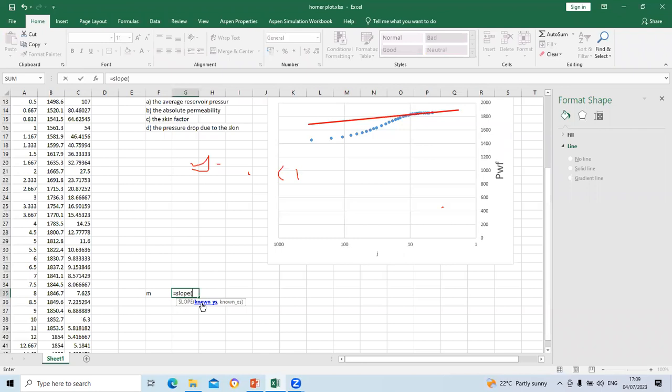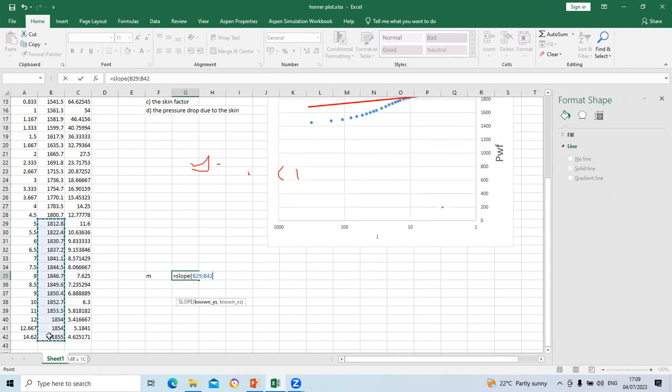is equal to the known Y's value. I put the Y's value. We start from here and take it to the end. Then I have a comma, then the known X values. I will take the log, because remember, here we have not included the log, but the graph is in log form. So I'm going to take the log of all of these, and then I close this.